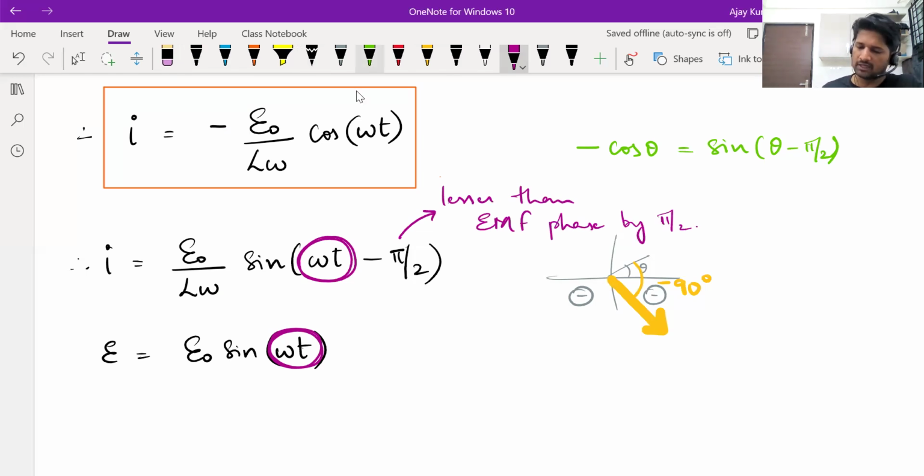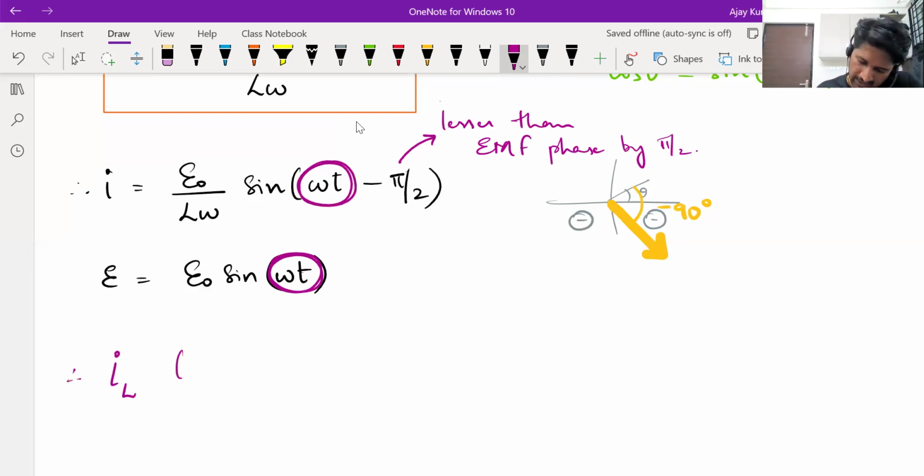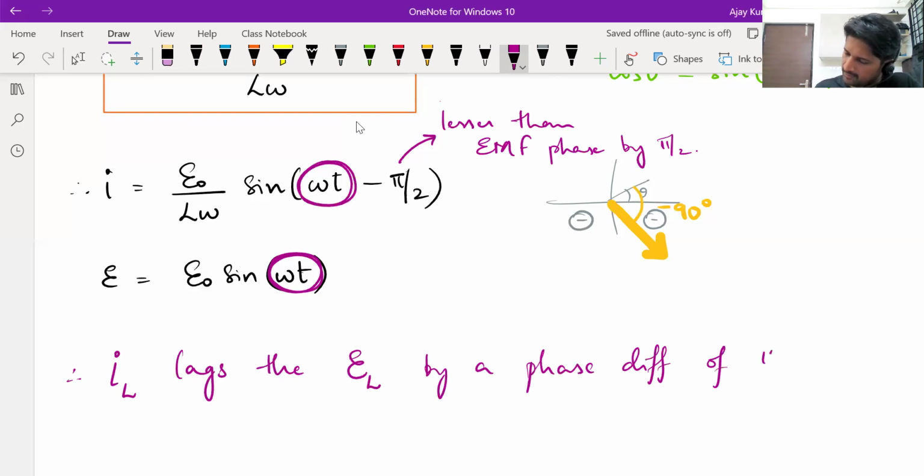Therefore, what happens when you apply an alternating EMF across an inductor is that the current in the inductor, IL, stands for current through the inductor, lags the EMF across the inductor by a phase difference of pi by 2. Capacitor makes current lead the EMF by a phase difference of pi by 2. Inductor makes current lag the EMF by a phase difference of pi by 2. That's one thing.